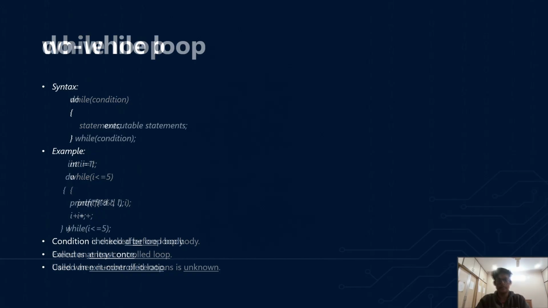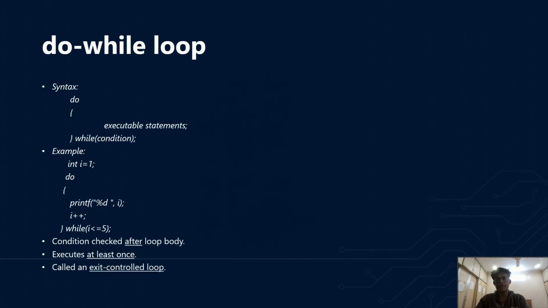Do-while loop. The do-while loop is quite similar to the while loop, but there's one key difference. In this loop, the condition is checked after executing the loop body. The syntax is as shown along with an example. In this case, the loop will run at least once, even if the condition is false in the beginning. That's why it's called an exit control loop, because the condition is checked at the end.